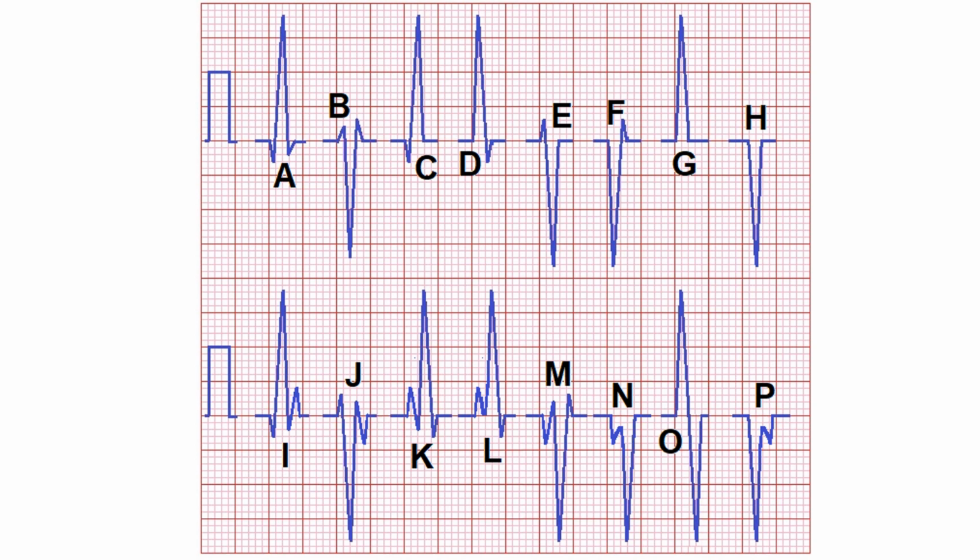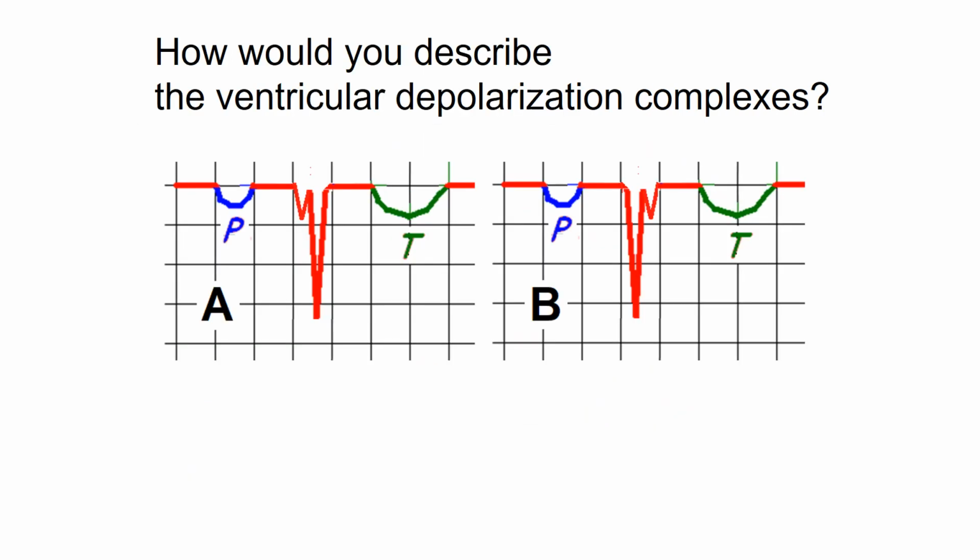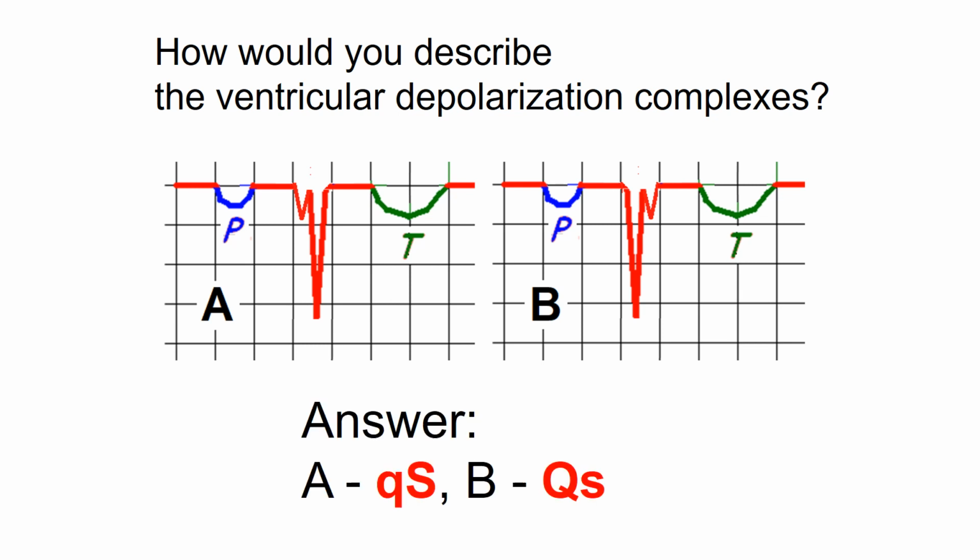Now I want to draw your attention only to some complexes. How would you describe the ventricular depolarization complexes? Answer. A, R. B, QR. How would you describe the ventricular depolarization complexes? Answer. A, Q is small and S is large. B, Q big and S small.